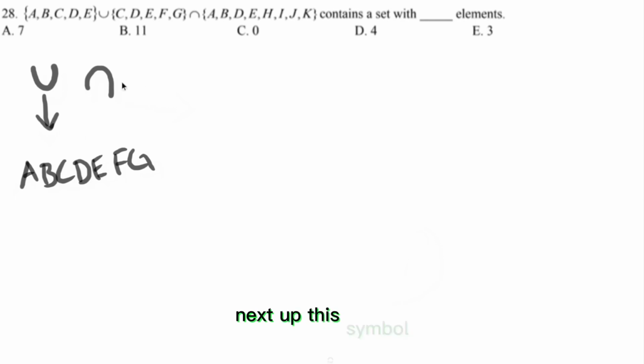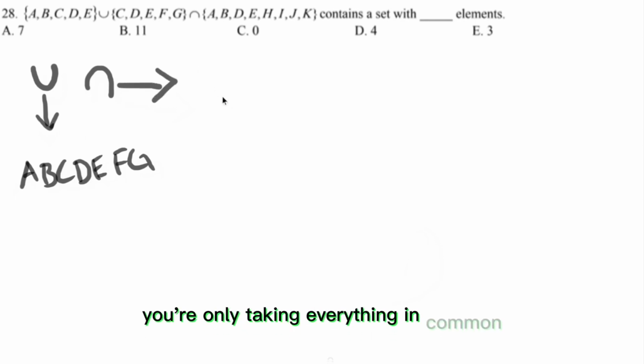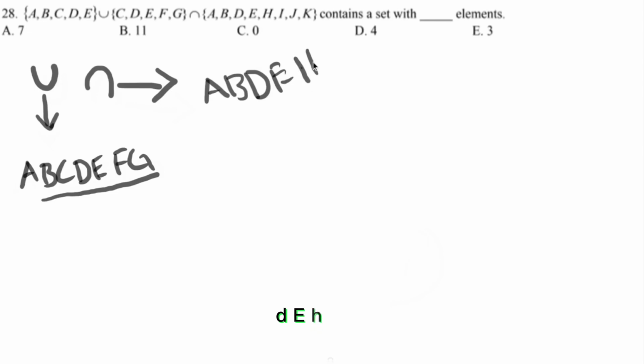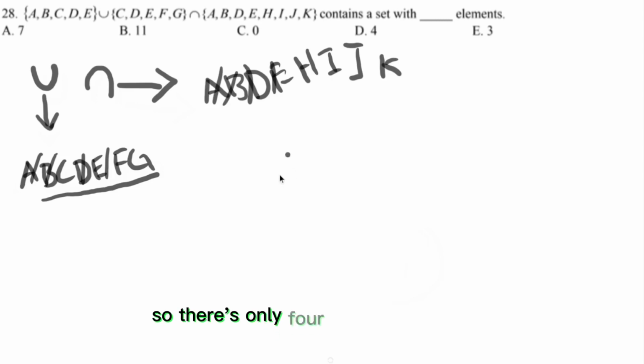Next up, this symbol. This symbol means you're only taking everything common. So now let's look at this set, A, B, C, D, E, F, G, and the set given, A, B, D, E, H, I, J, K. If we look at this, A is common, B is common, D is common, E is common. So there's only 4 common elements, and that's your answer.